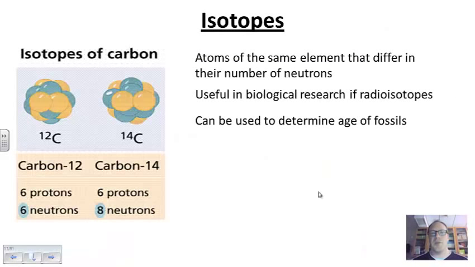Isotopes are sort of weird situations. It's when you have the same type of element, so that means the same number of protons, but the number of neutrons is different than the average number of neutrons. So for example, carbon-14 is still carbon because it's got 6 protons, but it's got 8 neutrons, so that's why it's called carbon-14, because 6 plus 8 is 14.